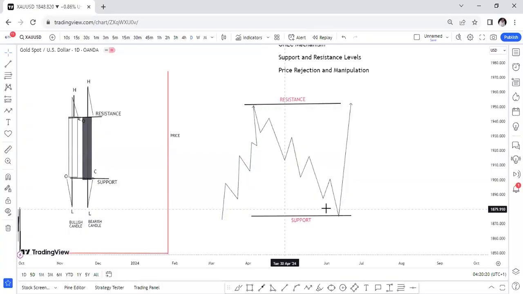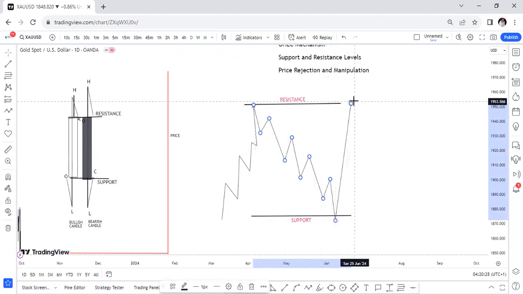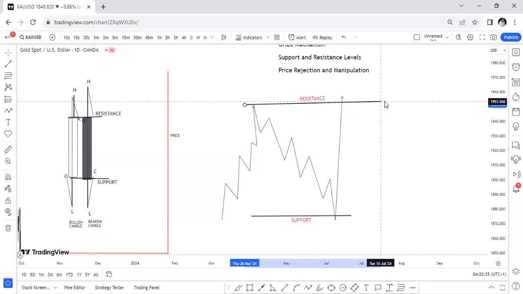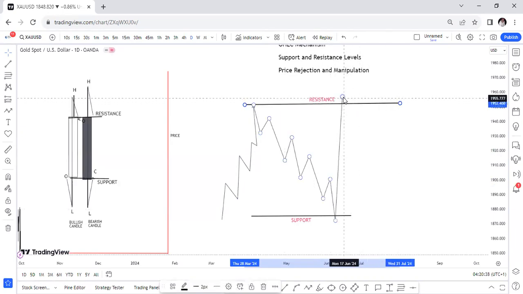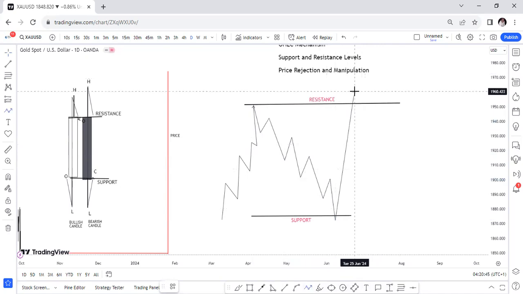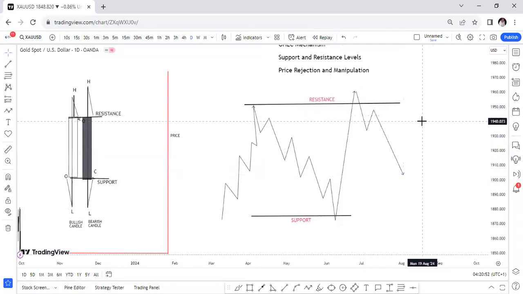So manipulation is all about taking off the support level and the resistance level. This is a resistance level, right? When price comes to this place, what happens? It will trade off all the available stop losses above this place. Then it will start coming down. We told you from the candlestick that for the price to come down, it must first go up.